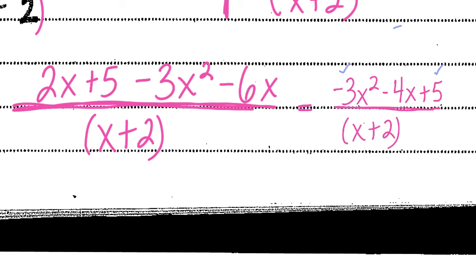5 times negative 3 is negative 15. The factors of negative 15 that add to be negative 4, well, 1 and 15 don't work. We also have 3 and 5. Those add up to be 8 and subtract to be 2, so that's not going to work. So it looks like our final answer is negative 3x squared minus 4x plus 5 all over x plus 2.